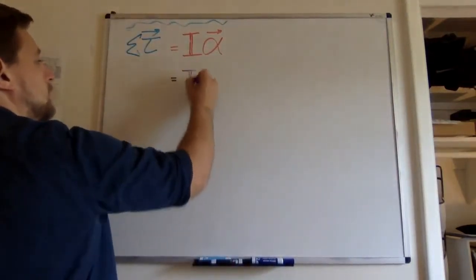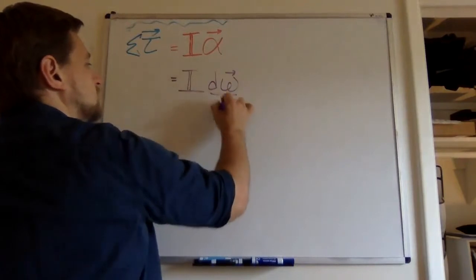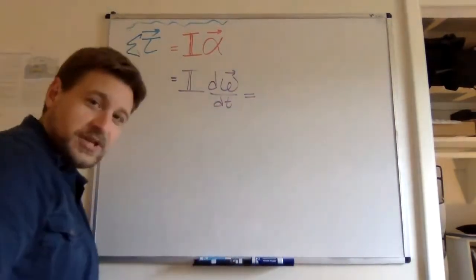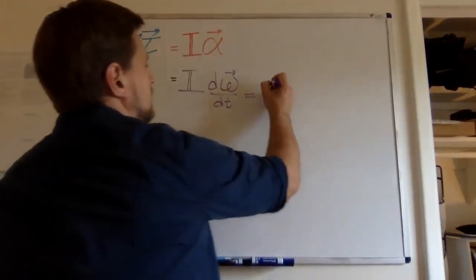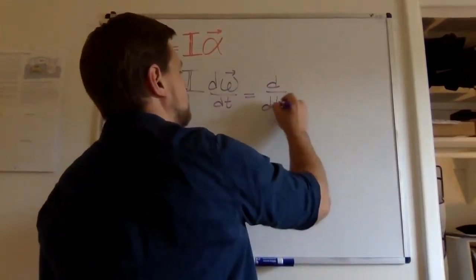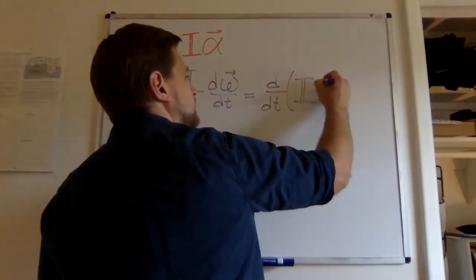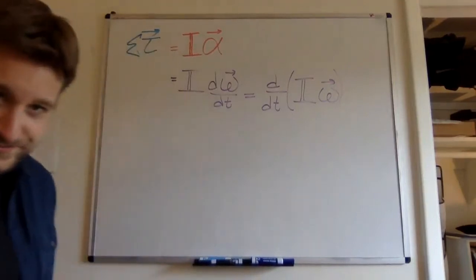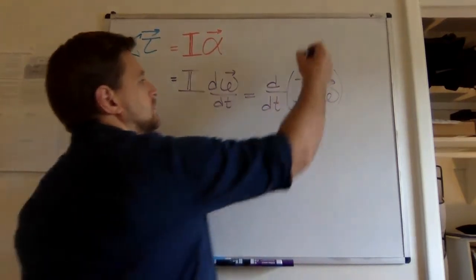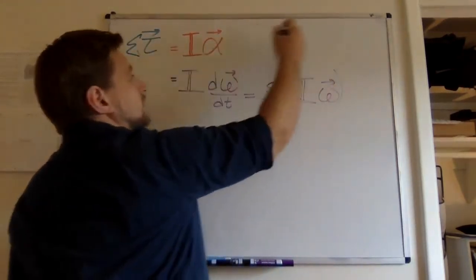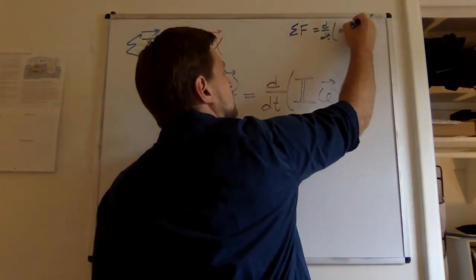Net torque equals moment of inertia times the rate of change of omega. And I think you maybe can already guess where I'm headed. If we bring the moment of inertia inside the derivative, we're talking about the rate of change of moment of inertia times omega. And that looks a lot like the fact that the net force is the rate of change of mass times velocity.